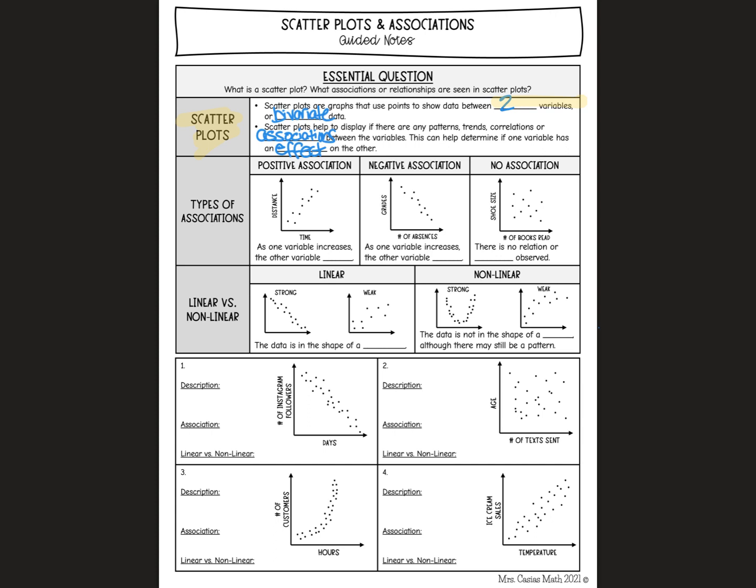Now, scatter plots we can use to see if there are any patterns or trends or correlations, what we call associations between these two variables. And this can determine if one of the variables has an effect on the other.